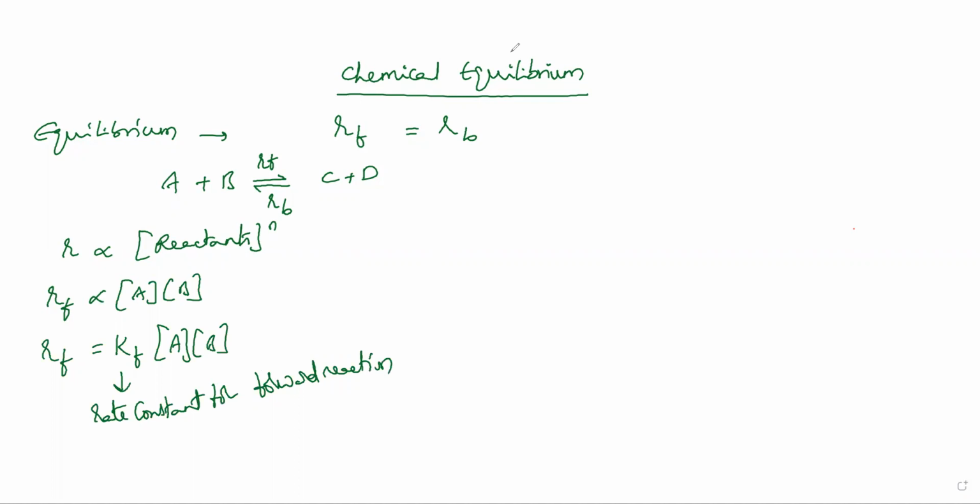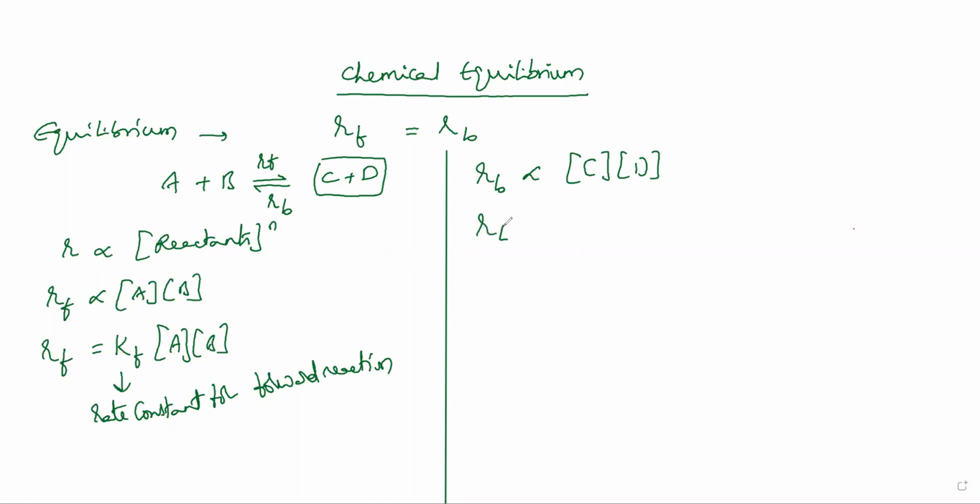Okay. Similarly, let us check the rate of backward reaction. When it comes to the rate of backward reaction, the backward reaction reactants will be C and D. So it is directly proportional to concentration of C and concentration of D. Remove proportionality and introduce a rate constant Kb. Here in this case, it is Kb into [C][D]. So this is about rate of reaction and equilibrium state, right?